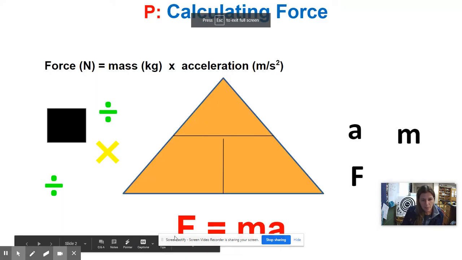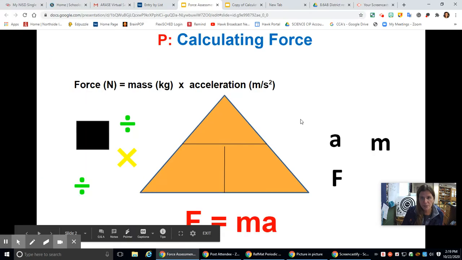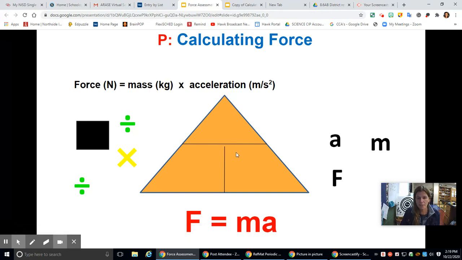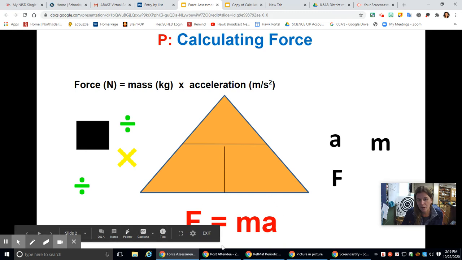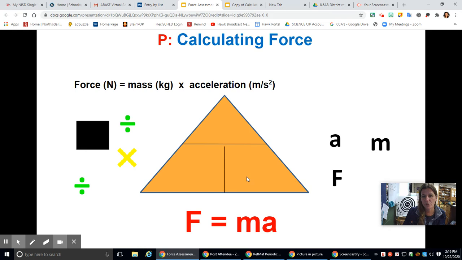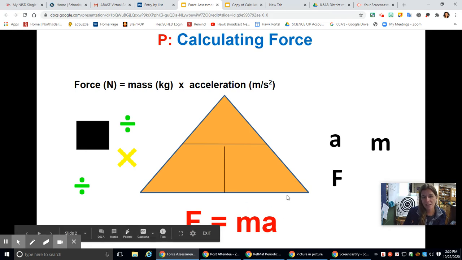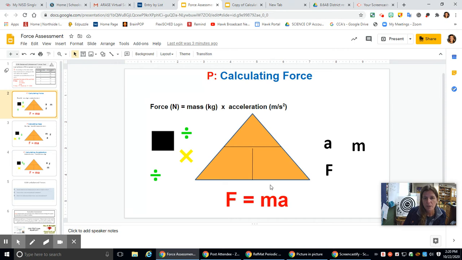I'm going to do a little practice on using those formula triangles. So what we want to do here is, when we calculate force, the formula is given for us. Net force equals mass times acceleration. I'm just going to show you how to get this formula into the formula triangle so we could use this as a tool to get a formula for mass and acceleration as well.